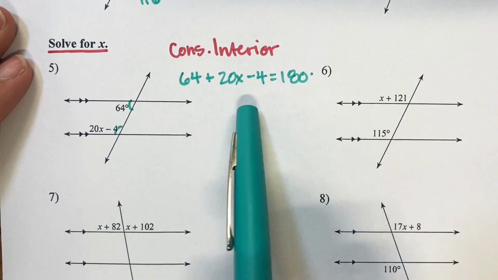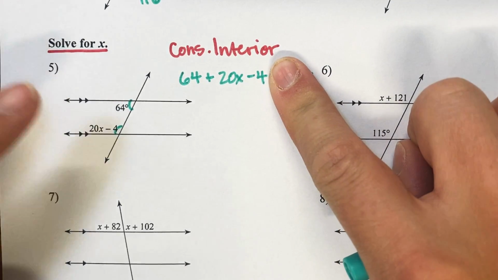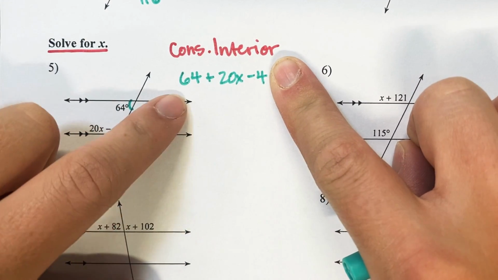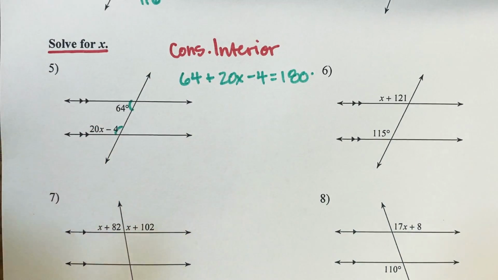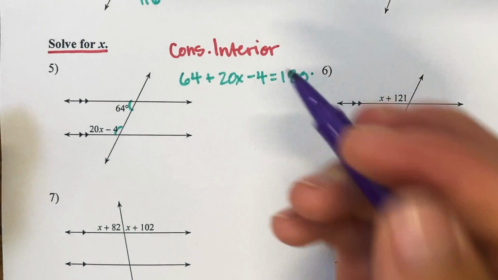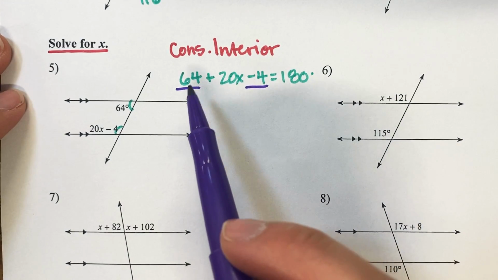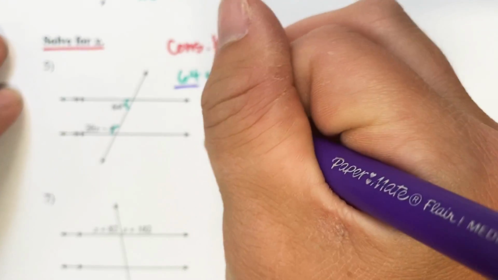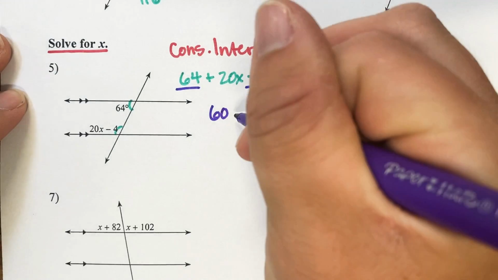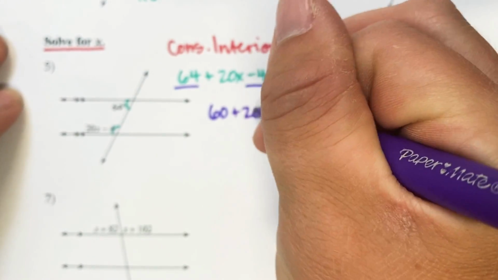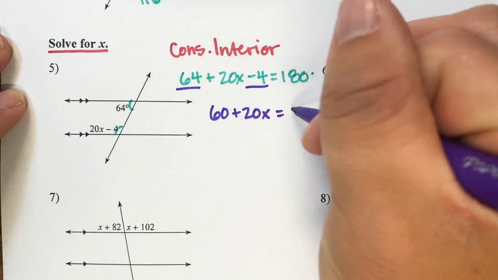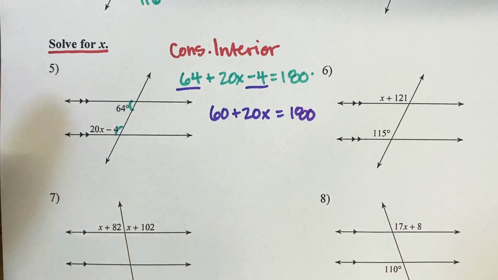Well, now we can go ahead and solve for x. Before we move anything to the other side, we have to combine like terms. So what are my terms that I can combine? I have 64 and minus 4. Well, 64 minus 4 is going to give me 60. The 20x I can't combine with anything, so it stays 20x, and it's equal to 180.